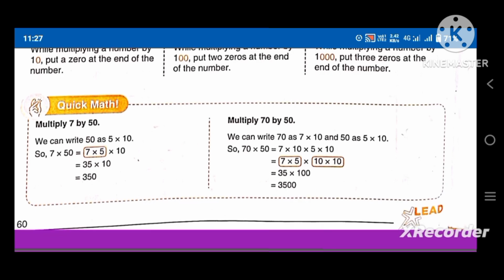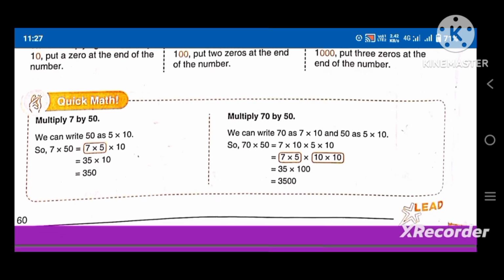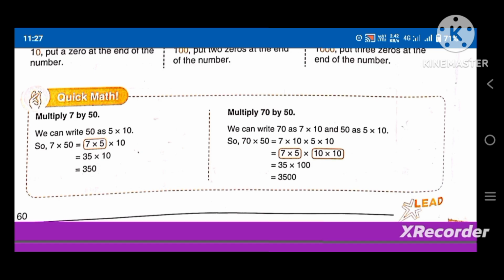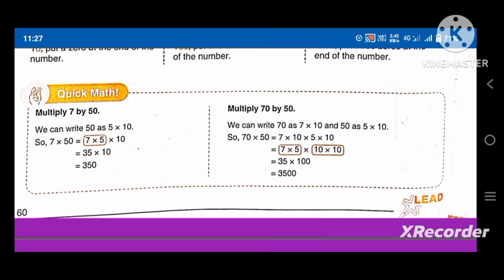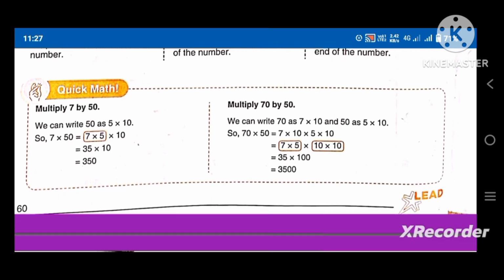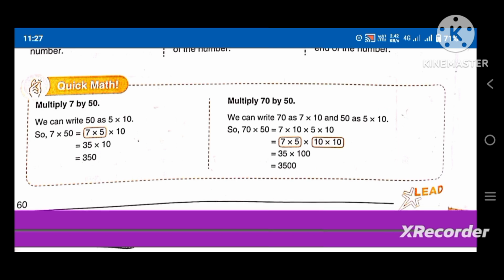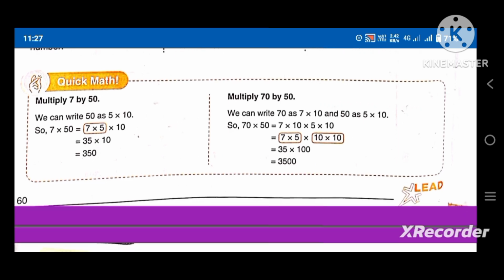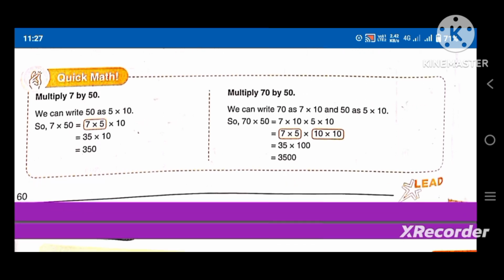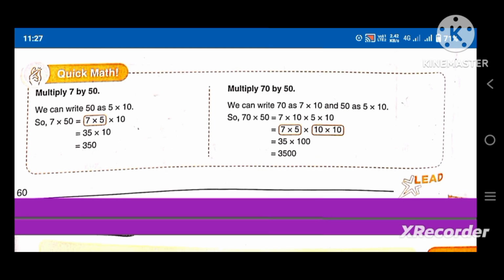Quick maths. Multiply 7 by 50. We can write 50 as 5 into 10. So 7 into 50 is equal to 7 into 5 into 10. 7 into 5 is 35, into 10, 350.